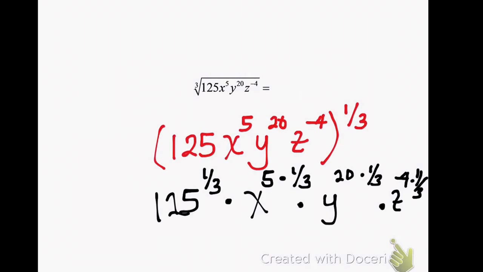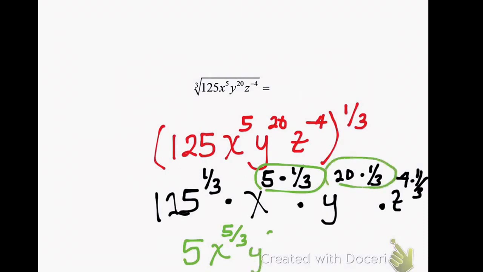125 to the 1/3 is 5. If I multiply my exponents for x, that's going to give me 5/3. If I multiply my exponents for y, that's going to give me 20/3. And if I multiply my exponents for z, that's going to give me negative 4/3. And then make sure you write your answer without a negative exponent.